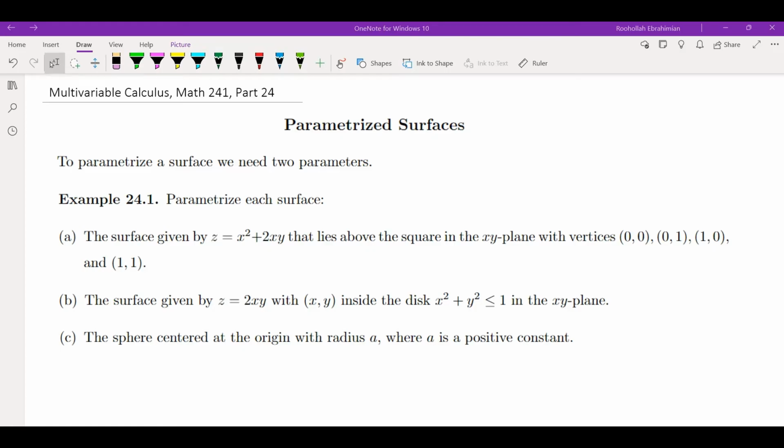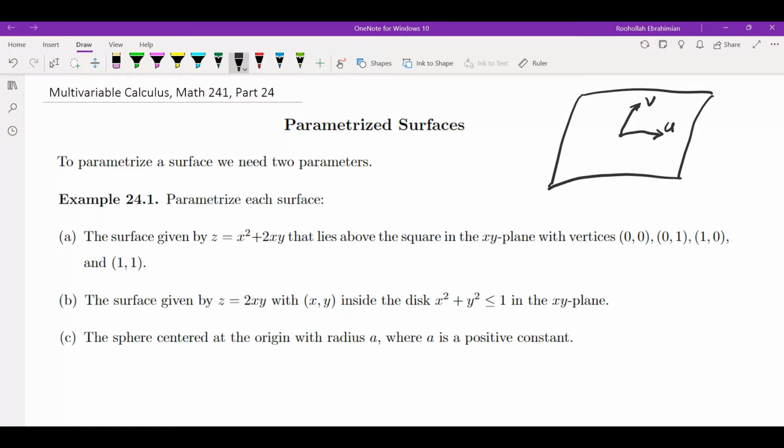To parametrize a surface, we need two parameters. Why? Because a surface is a two-dimensional object. So to parameterize a surface, you need a parameter for one direction and another parameter for the other direction. And usually I denote those two parameters in general by U and V.